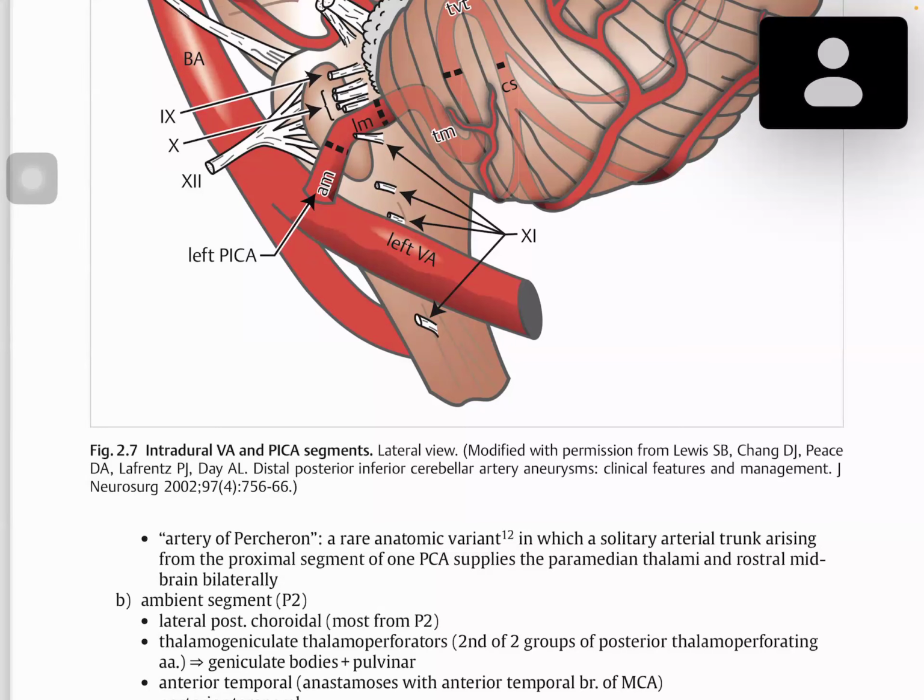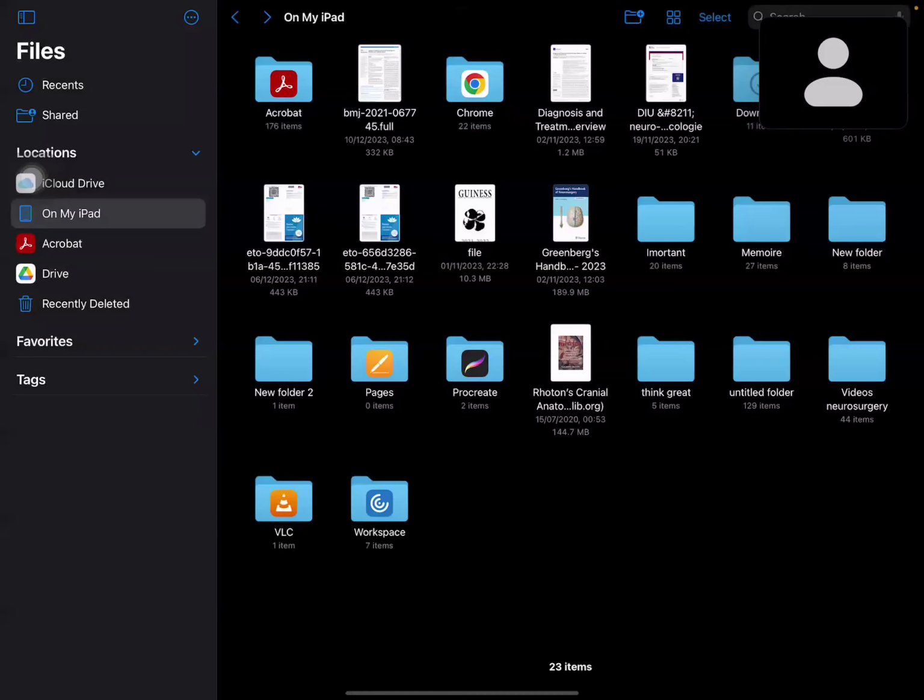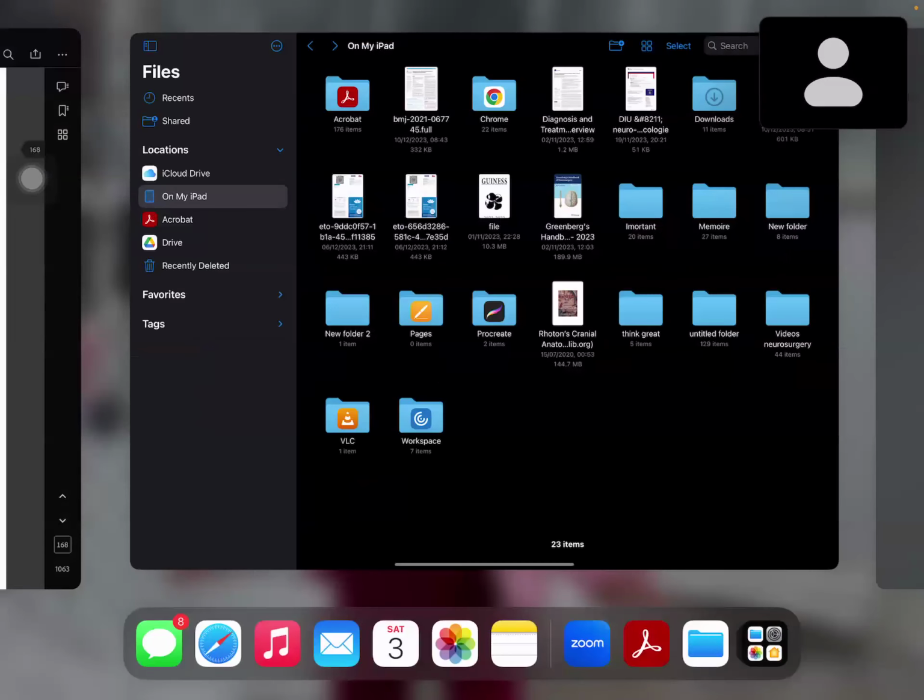And after that, we have, sorry, I didn't show that. We don't have all the pictures in Greenberg, unfortunately.